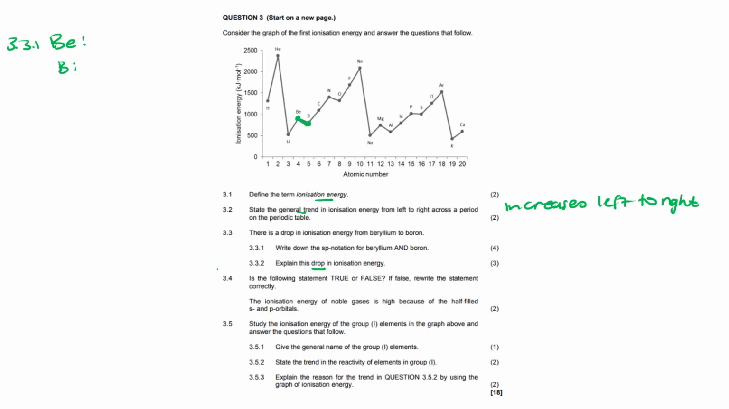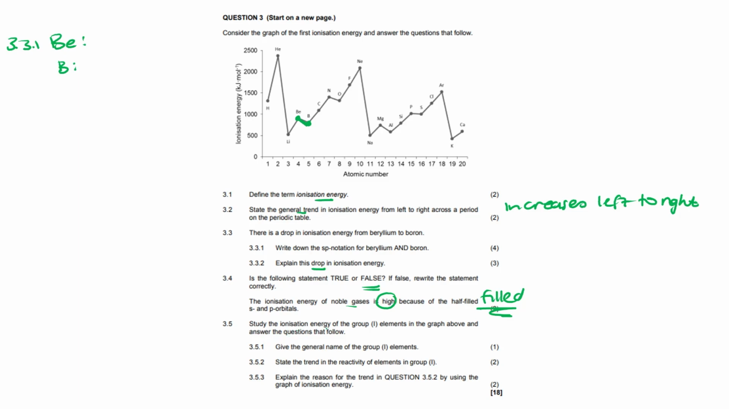Okay, 3.4. Is the following statement true or false? If false, rewrite the statement correctly. The ionization energy of noble gases is high because of the half-filled S and P orbitals. The answer is false. The ionization energy of noble gases is high because of the filled, so not half-filled, of the filled S and P orbitals.